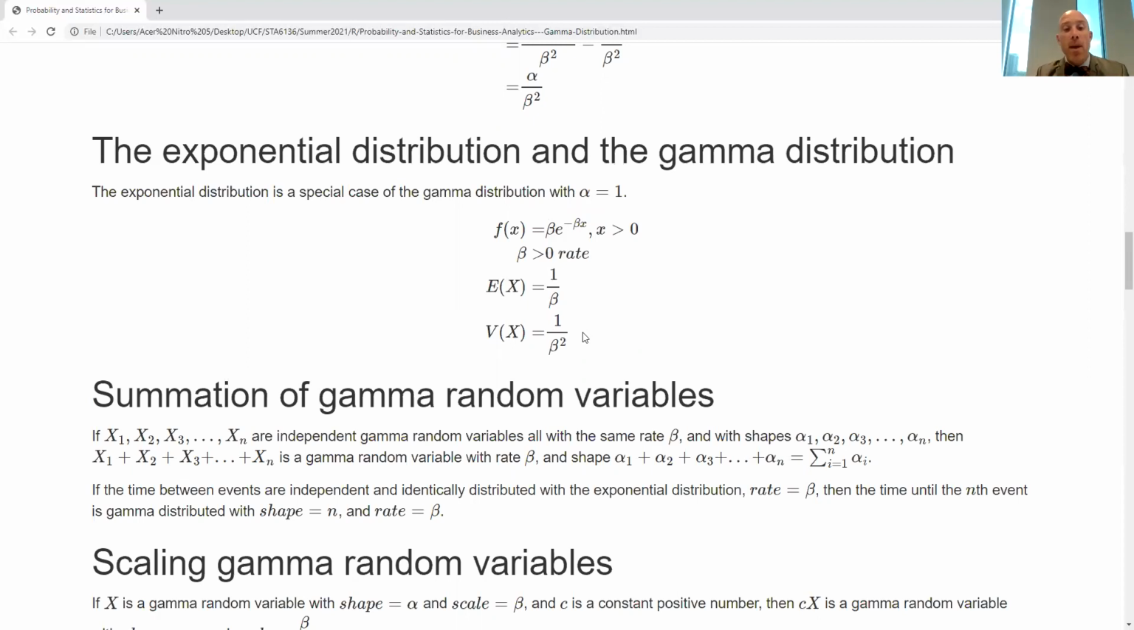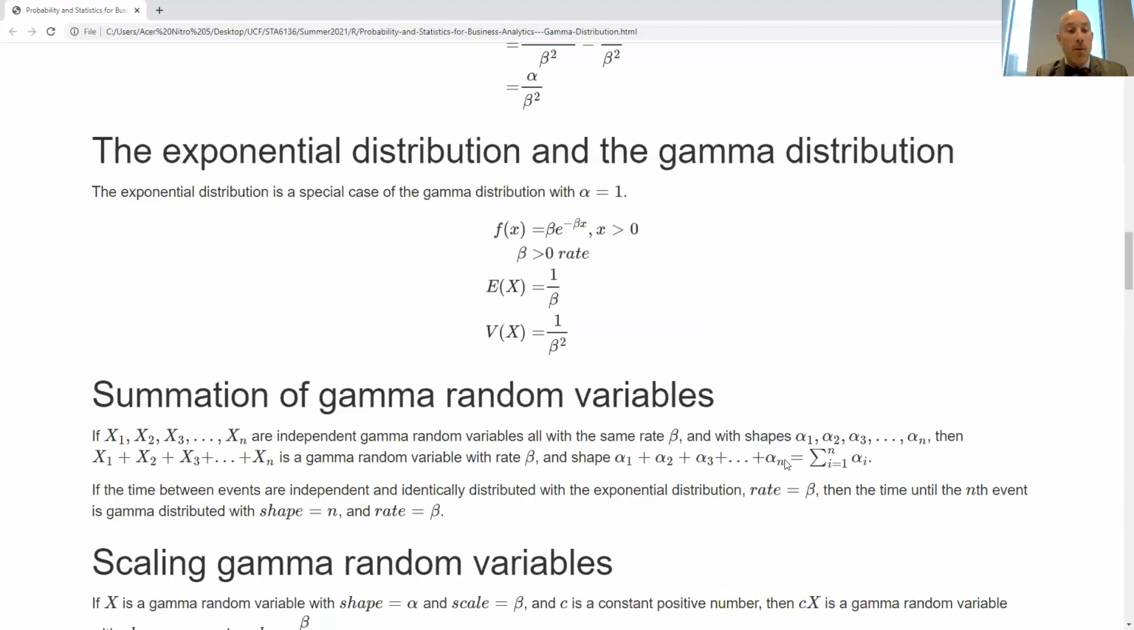Now, if I have a summation of gamma random variables, let's say that I have n independent gamma random variables, all with the same rate, but they can have different shapes. So they all have rate beta. They all have shapes of alpha 1, alpha 2, alpha 3, up to alpha n. So these can be the same, these can be different. Then the summation itself will be a gamma random variable with rate beta, and the shape is going to be the sum of the shapes that we had for the individuals.